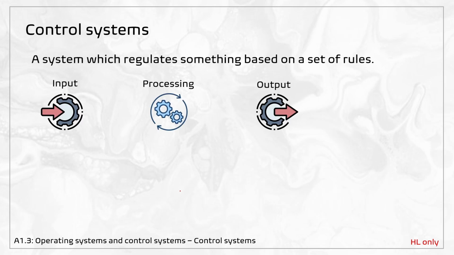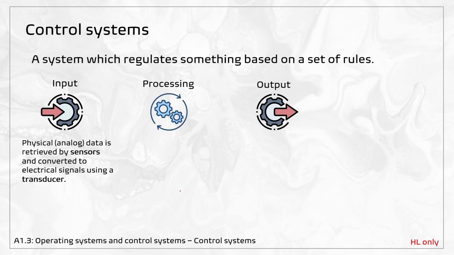There's three key parts to a control system. First is the input phase, where analog data is retrieved. This is retrieved by sensors and turned into electrical signals by transducers. A key thing to note is that different types of sensors exist to retrieve different types of inputs. For example, temperature sensors, humidity sensors, or infrared sensors.